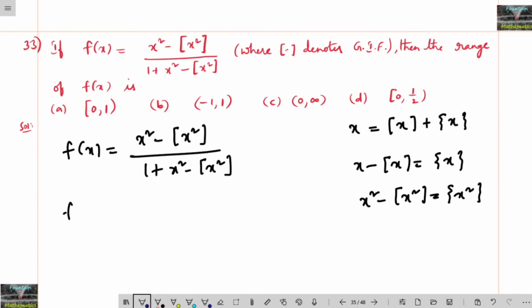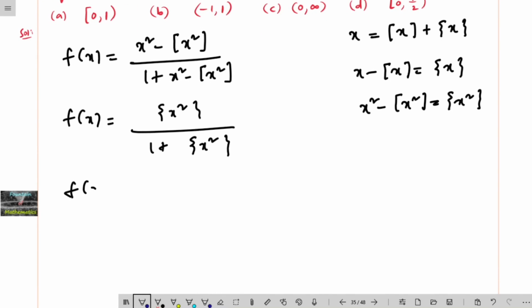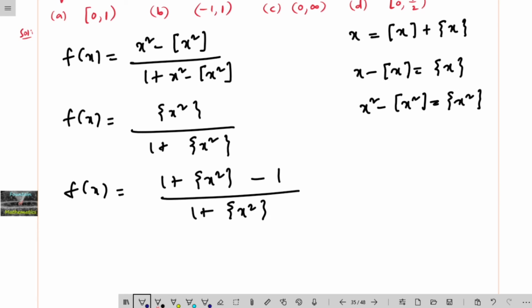And so we can write here f of x is equal to fractional part of x square divided by 1 plus fractional part of x square. Okay, and now for our convenience I will write f of x is equal to, adding and subtracting 1, divided by 1 plus fractional part of x square. We can write this as 1 minus 1 upon 1 plus fractional part of x square.